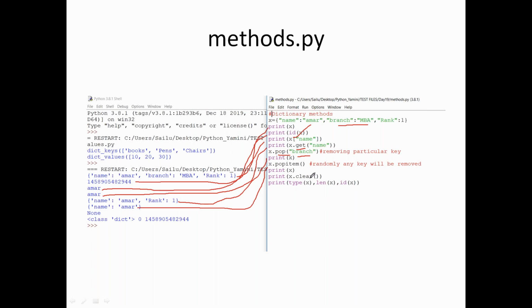So x.clear is nothing but clearing all the keys and all the values together, and it creates an empty dictionary. That means no values, no keys. So you can see it is empty. And when you check the type, it still behaves like a dictionary. The length is going to be 0 and the address is going to be the same.